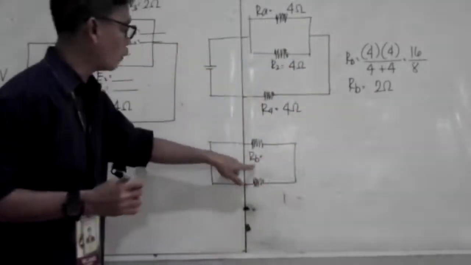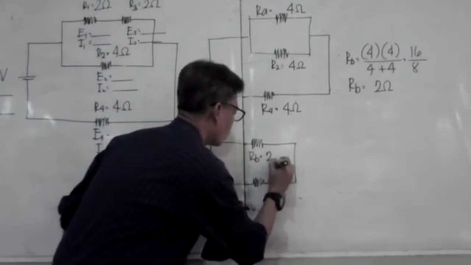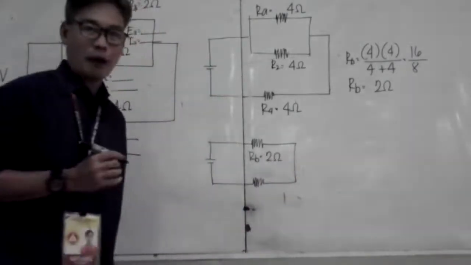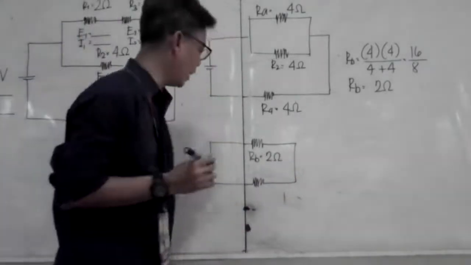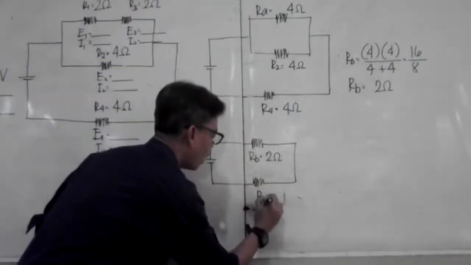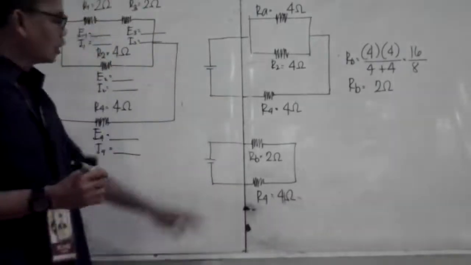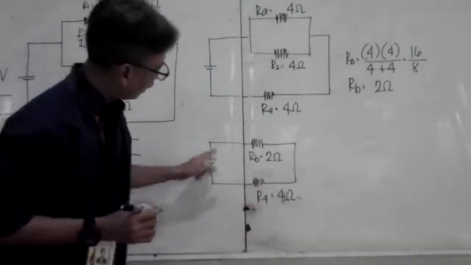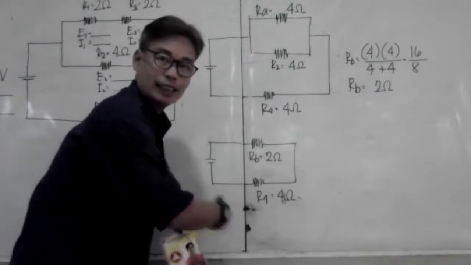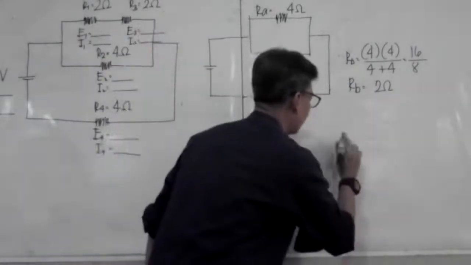Okay, so itong RB na to, galing sa dalawang yan. So you have 2 ohms. Okay, I think that's quite clear. Alam naman natin computation. And finally, we have R4. R4 is equal to 4 ohms. Okay, so since meron tayo RB and R4, ang connection niya is in series.